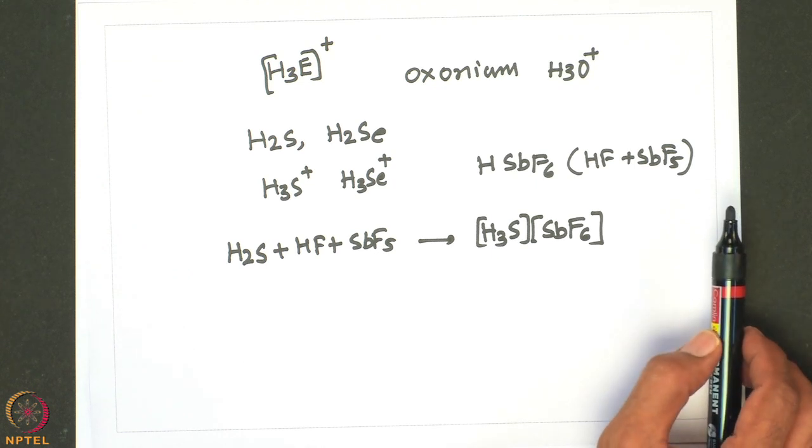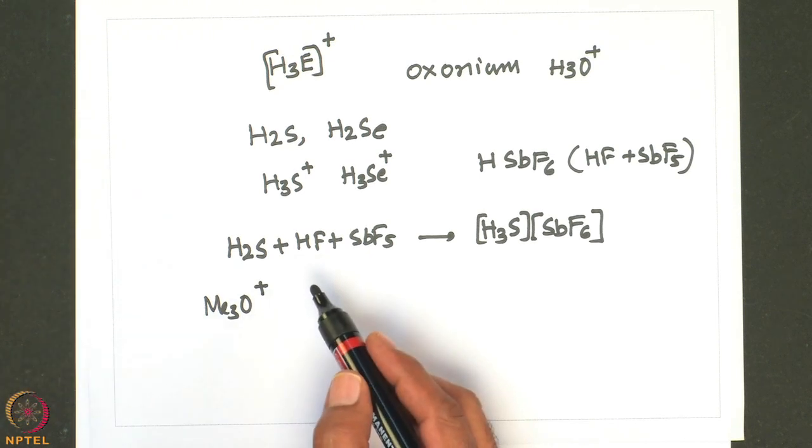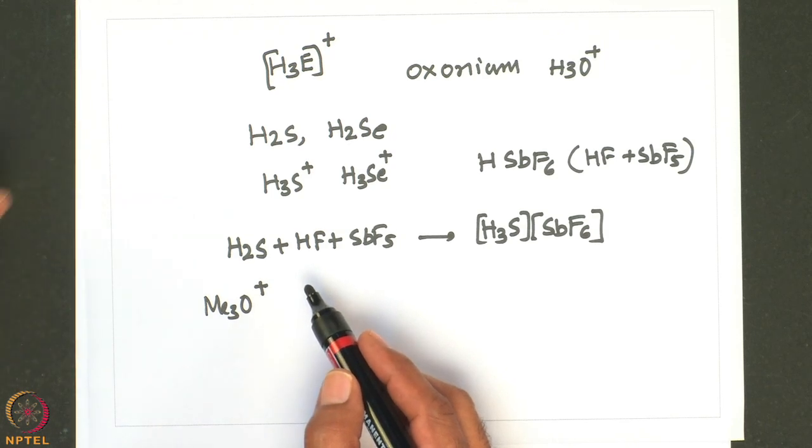Organic derivatives of these onium salts are widely known. For example, Me3O+ salts are quite reactive and are widely used as reagents for transferring methyl groups, or they are called methylating reagents. Of course, if you open any organic textbook, you find the application of this Me3O+ as a methylating agent.